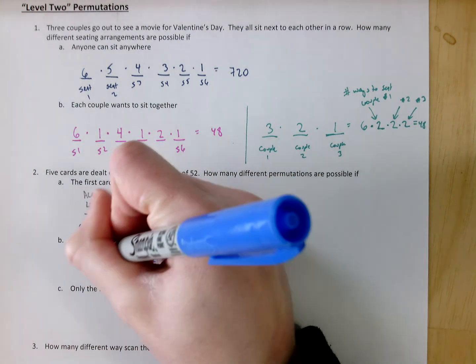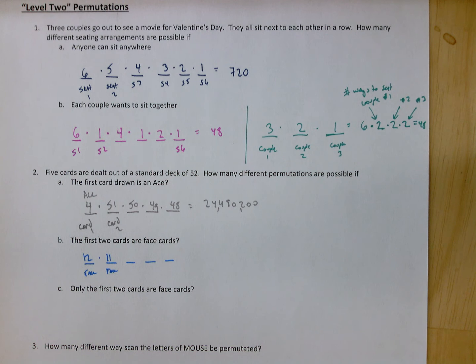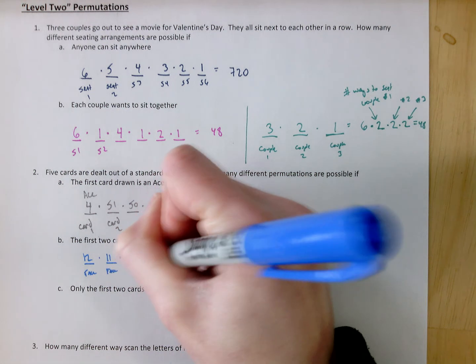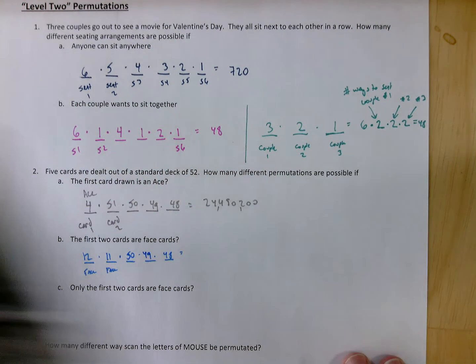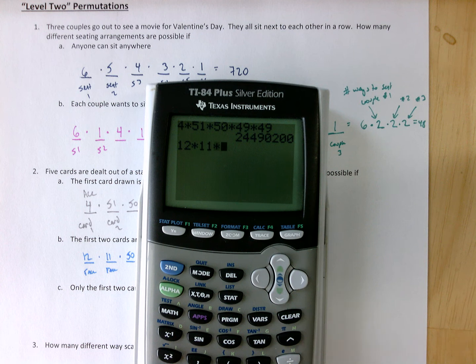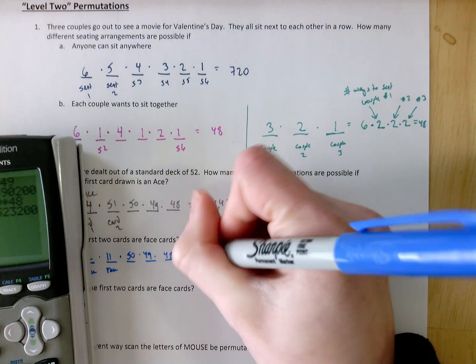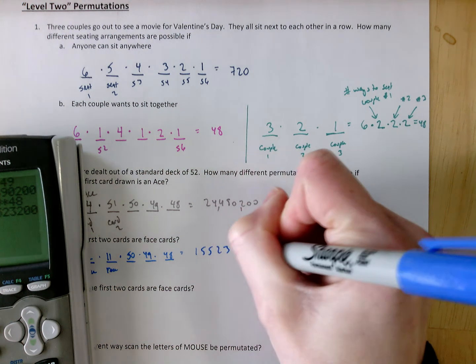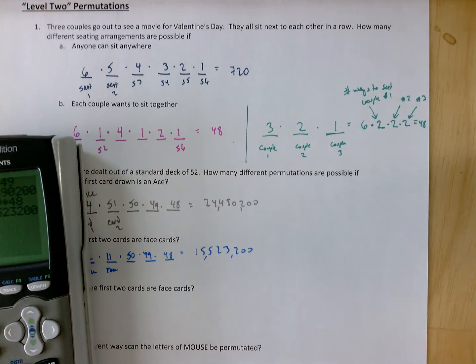Once I put a face card down, there's 11 options here. And now I've put down 2 cards. These guys could be face cards or they could not be face cards. The problem doesn't specify. So it could be they're all face cards. These could not be face cards. It could be a mix. We don't really know. So once those 2 cards are down, I have 50 options left. Okay, and then 49, and then 48. And then I will multiply all that together. 12 times 11 times 50 times 49 times 48 works out to, again, a really big number. 155,232,000. So that works out to 15 million.